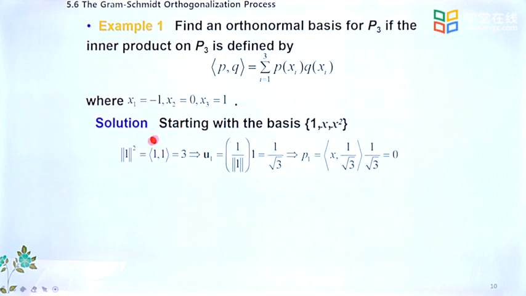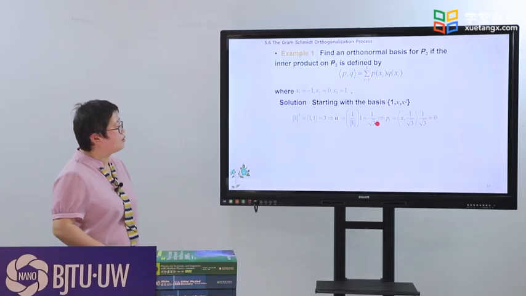So we first calculate the length of the first basis vector. Its power 2 equals the inner product ⟨1, 1⟩. Because this is a constant function, p(xi) for each x1, x2, x3 is 1. So eventually this equals 3, and the u1 you will get is 1 over square root 3.